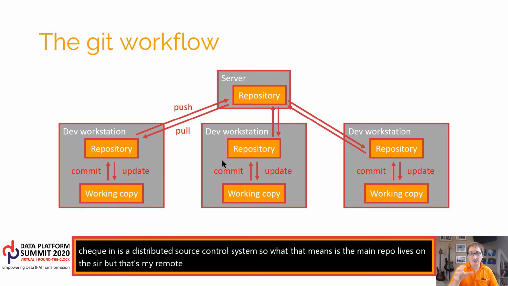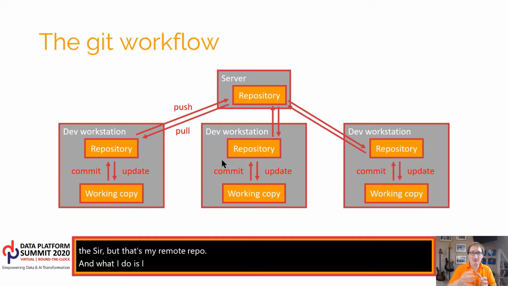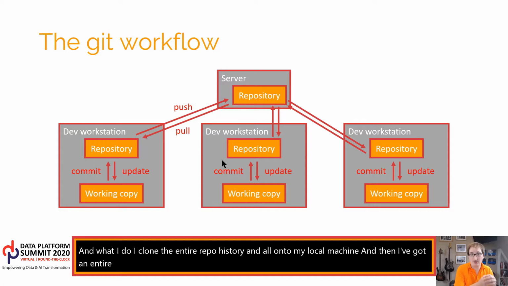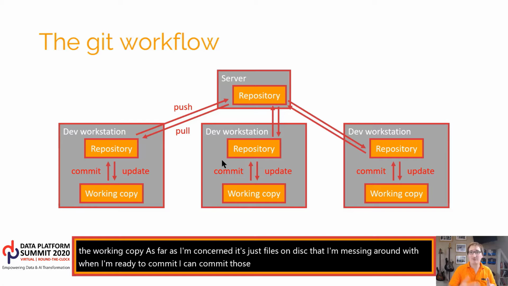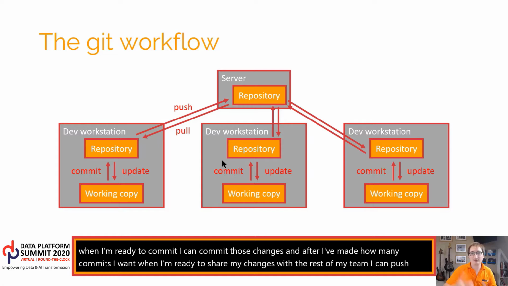And what I do is I clone the entire repo, history and all, onto my local machine. And then I've got an entire copy of the repository on my machine. I can then make changes in what's called the working copy. As far as I'm concerned, it's just files on disk that I'm messing around with. And when I'm ready to commit, I can commit those changes. And after I've made however many commits I want, when I'm ready to share my changes with the rest of my team, I can push those changes back up to the server.